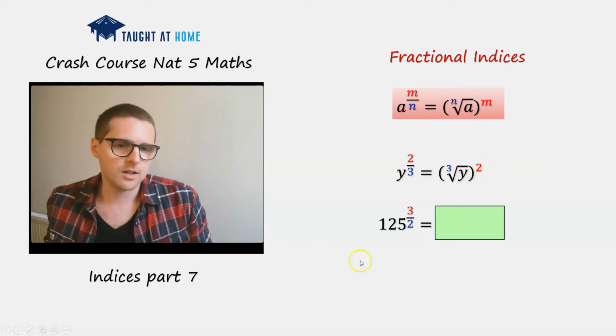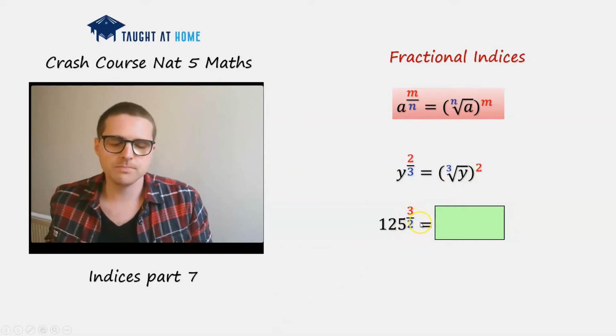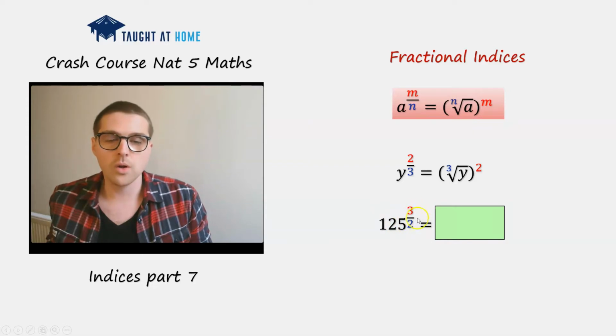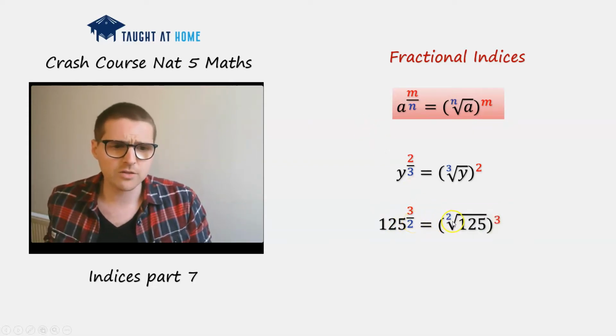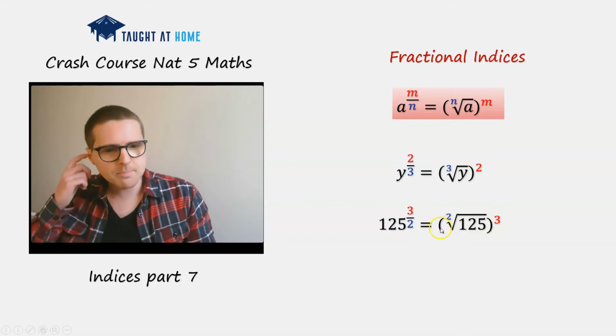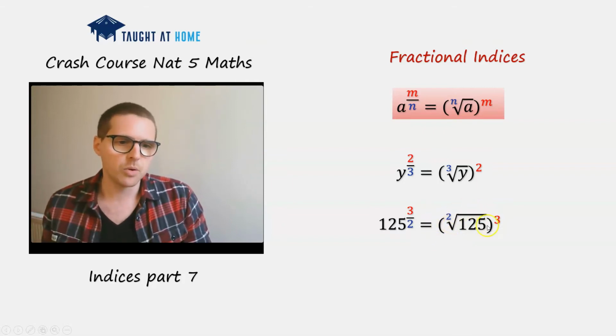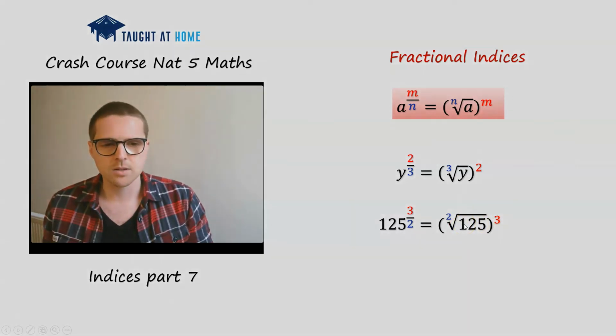125 to the power of 3 over 2. Well, this is going to be the square root of 125, all to the power of 3, like this. Now again, I don't have to put the 2 there because that is the same thing as saying the square root, don't forget. But it's important to remember that we have to put the brackets around because all of that is being cubed.